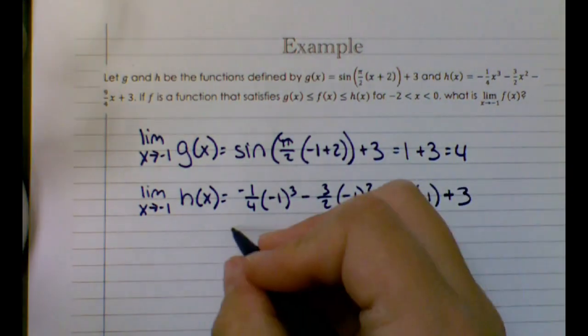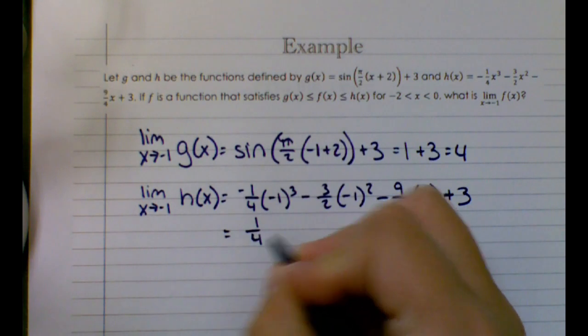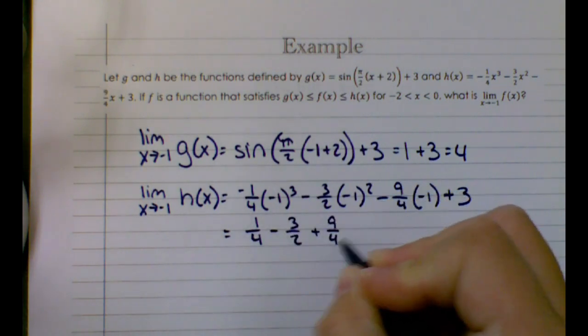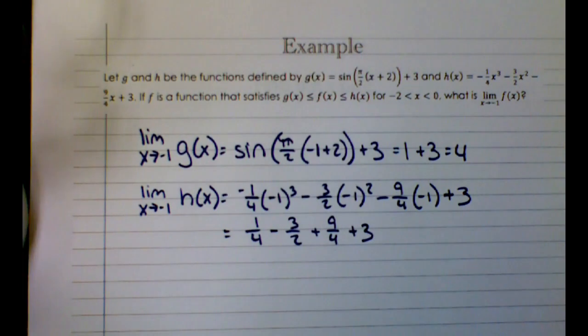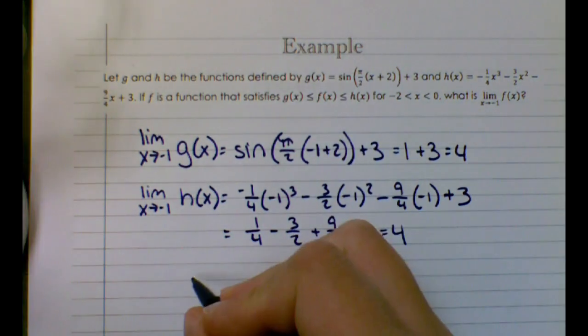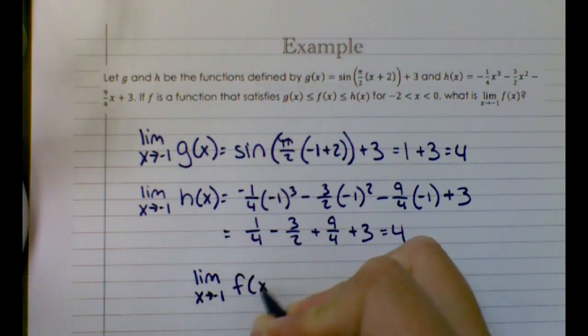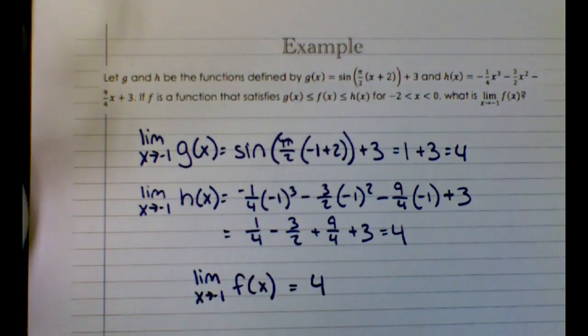All right, that one's a little longer. We've got positive 1/4 minus 3/2 plus 9/4 plus 3. And just for fun, because I don't feel like doing my mental math, I'm typing it in my calculator. I got 4. The two outside limits were equal, which means the limit as x approaches negative 1 of our inside function is also 4.